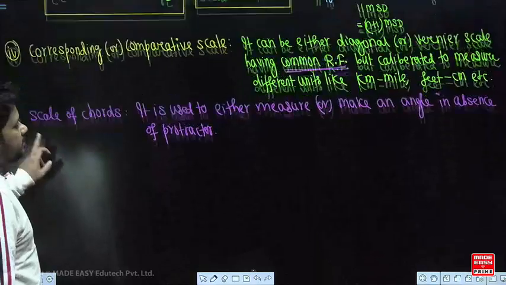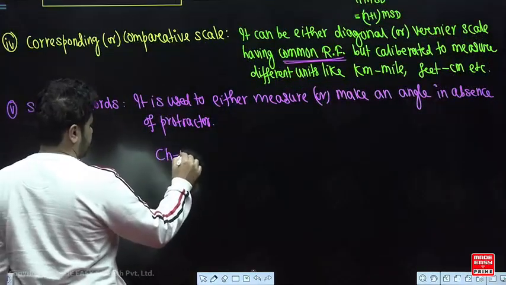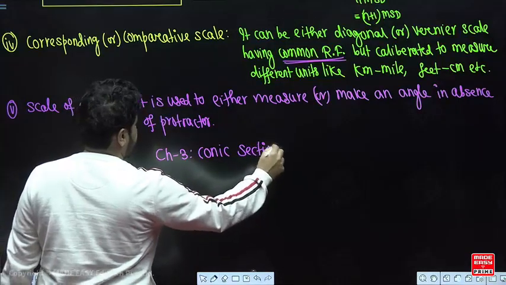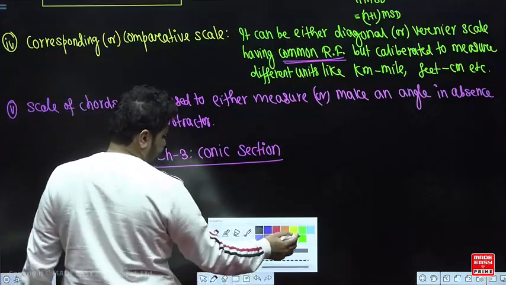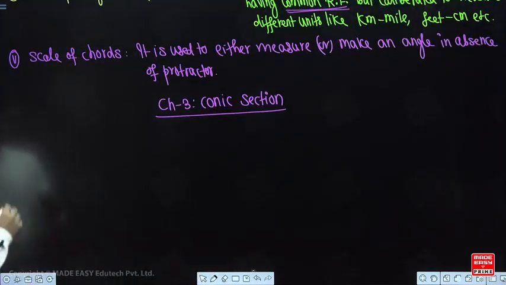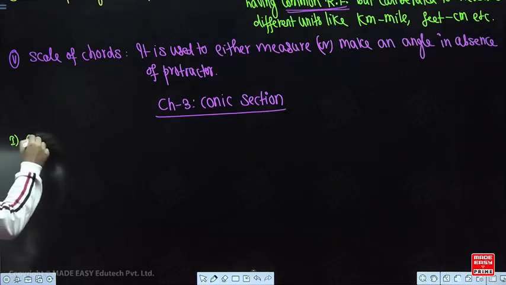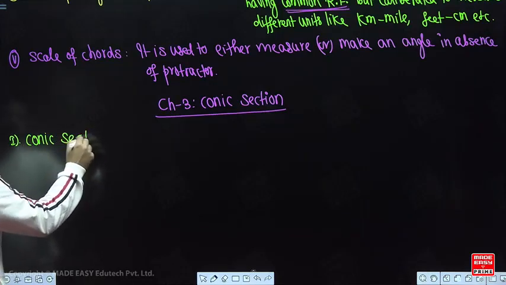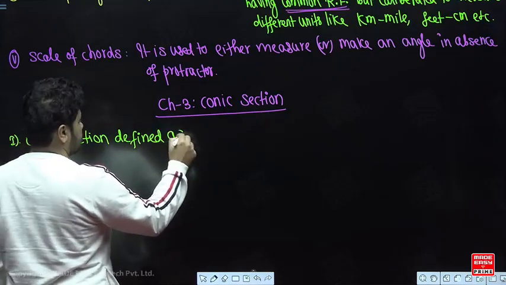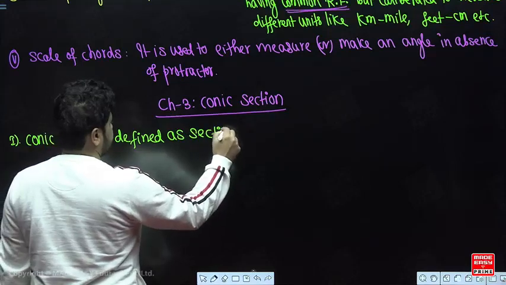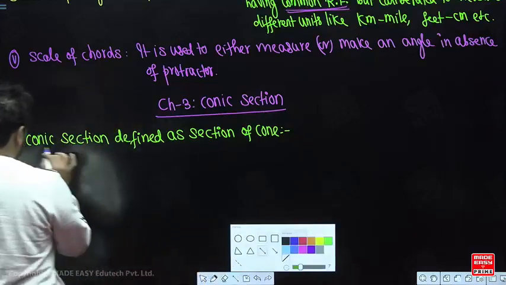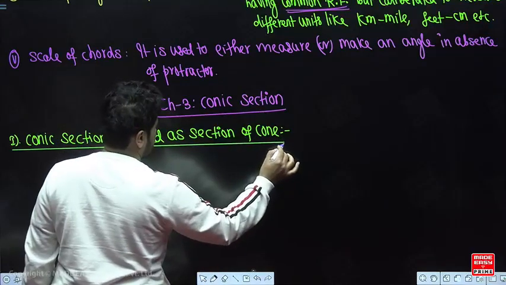So coming to the next chapter, chapter number 3, conic section. Right? So in the conic section we have two categories. First, conic section defined as section of cone. Correct? So first one is your conic section defined as section of cone.